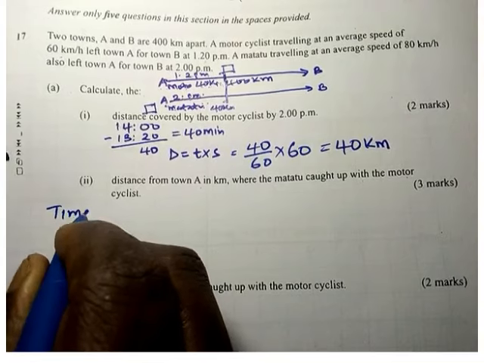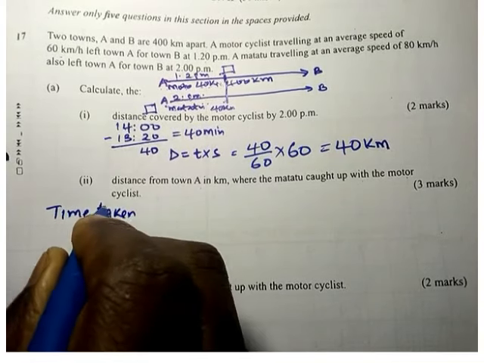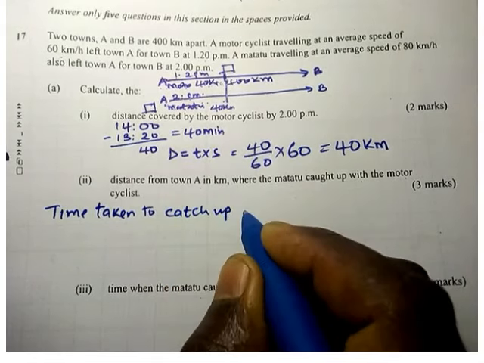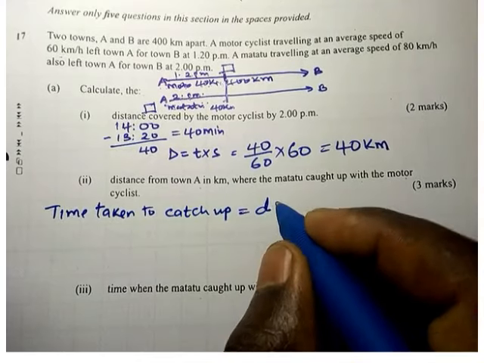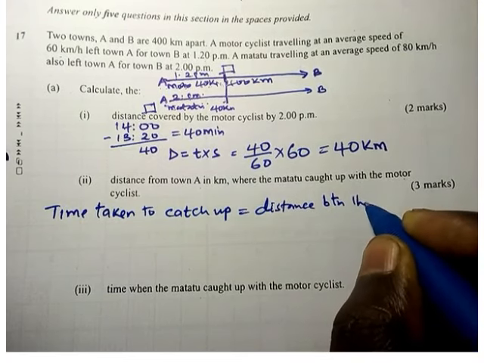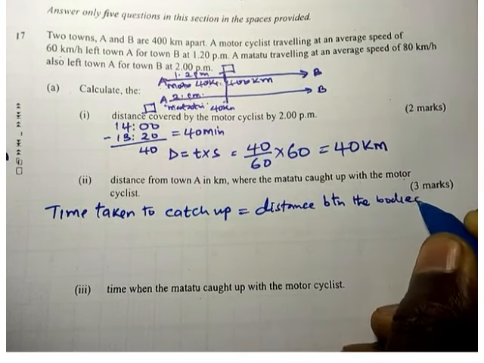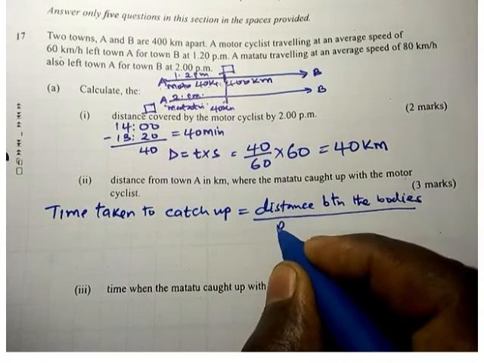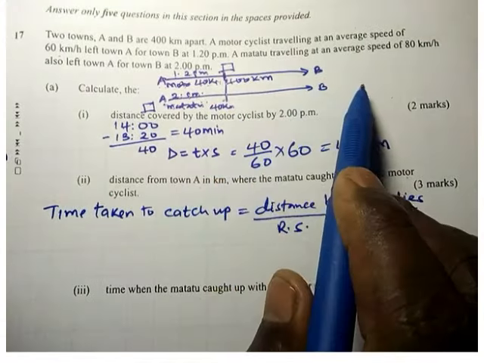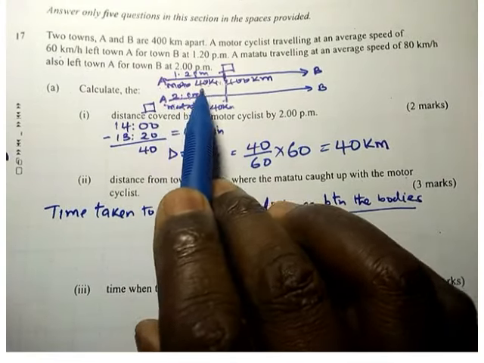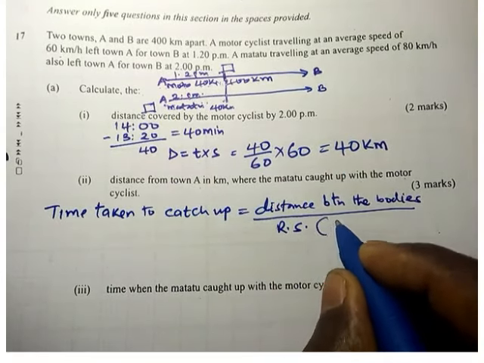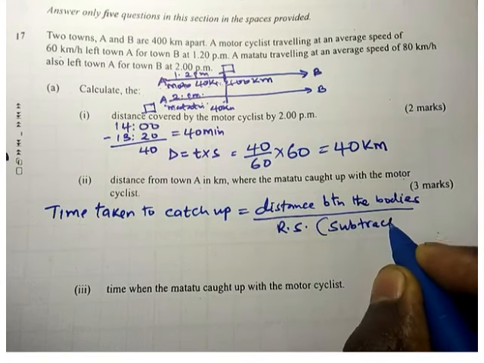Time taken to catch up is given by the distance between the bodies divided by relative speed. Since they are moving toward the same point, they are not going to meet. One is supposed to overtake another one. They are running in the same direction. Therefore, the relative speed, we subtract their speeds.